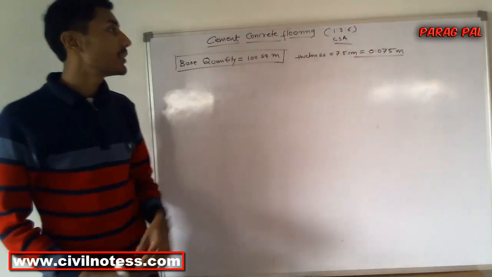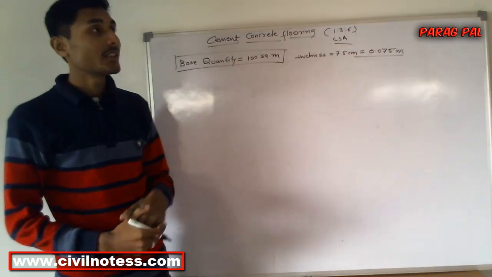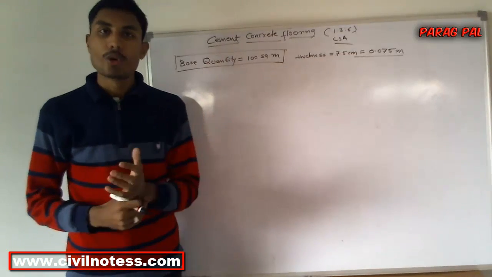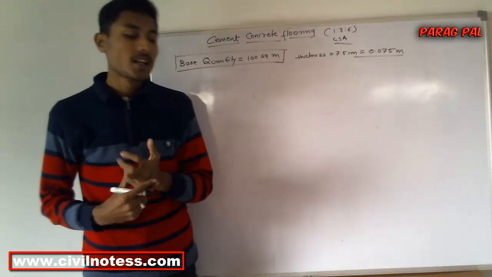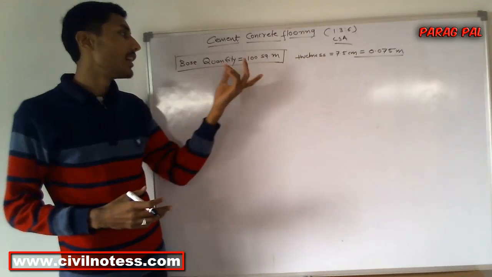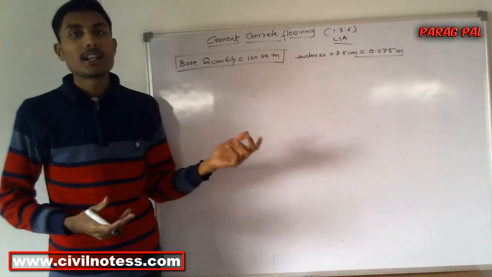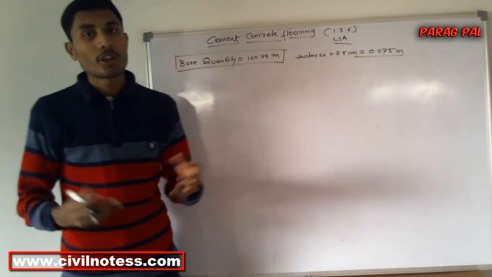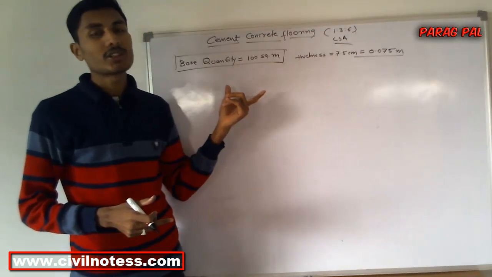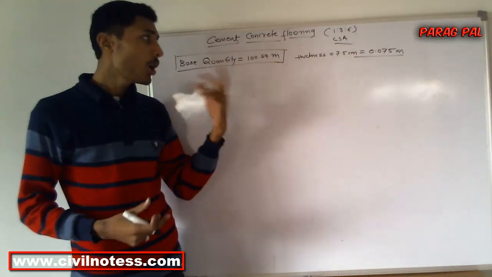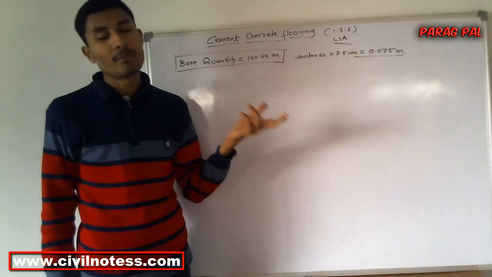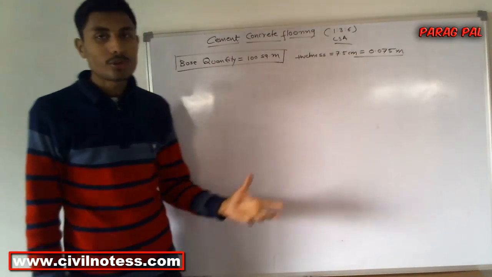In this video I'm going to calculate the quantities for the cement concrete flooring with respect to the 1:3:6 mix. I consider the base quantity as 100 square meter, and whatever the quantity is, I multiply it. First you have to determine for a unit quantity: for 100 square meter, how much sand is required, how much coarse aggregate is required, and the number of cement bags required. For that I am going to do all my calculations.